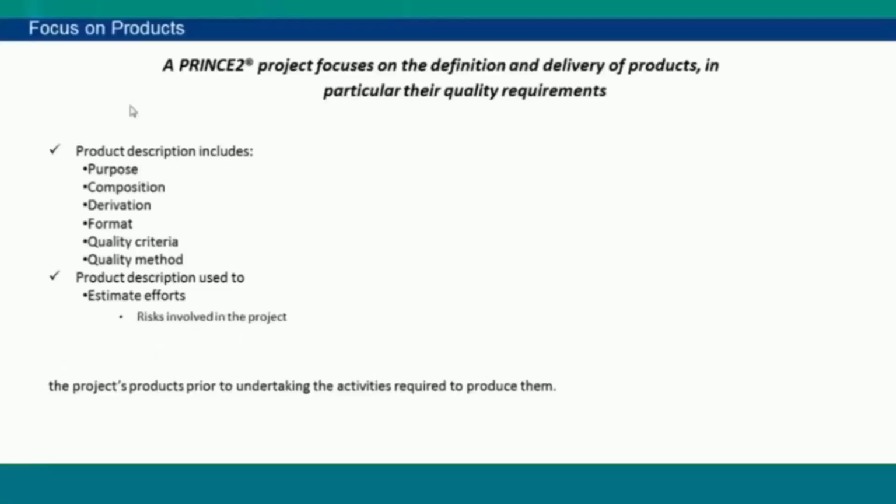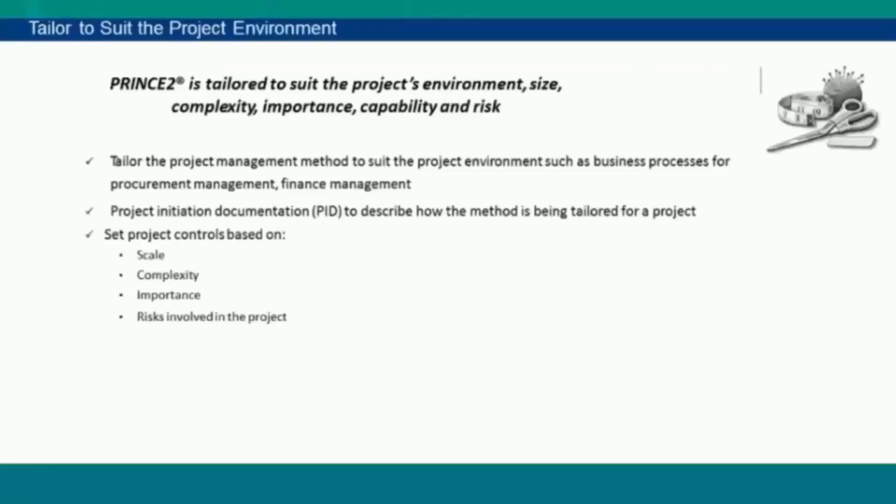So tailored to suit the project environment means PRINCE2 is tailored to suit the project environment size, complexity, importance, capability and risk. So I need to tailor everything. What is the size? What is the complexity? What is the importance of a project? What are the capabilities I need? What are the assets? So on the first day I think I told you the assets, right? Tangible and intangible. What capability, what knowledge I need, what risk I need to identify. So I need to tailor everything.